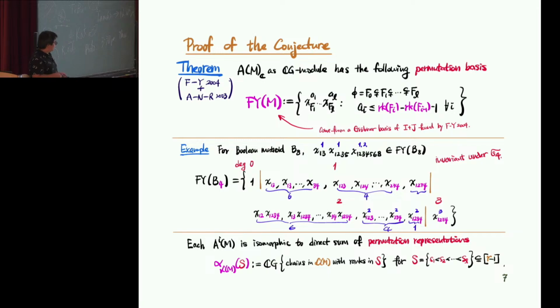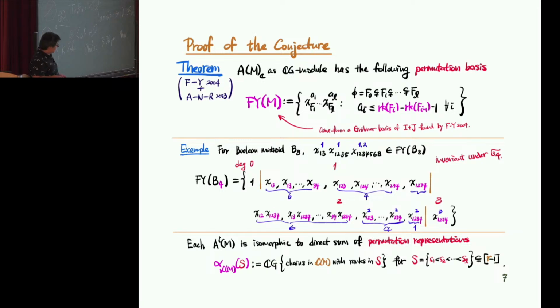Yeah. And when n equals 4, these are the basis elements. We separated them into degrees 0, 1, 2, and 3. And you can see these bases are invariant under the S4 action. You can see that these 6 elements form a permutation basis, and these form a permutation basis, and 1, 2, 3, 4 itself forms a permutation basis.